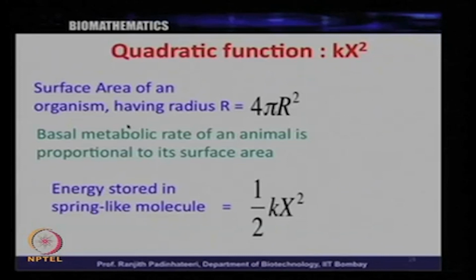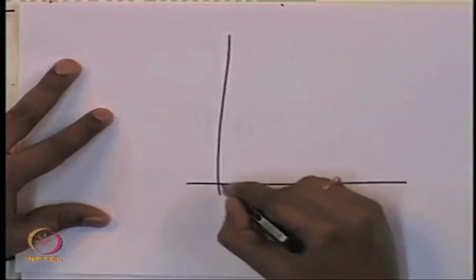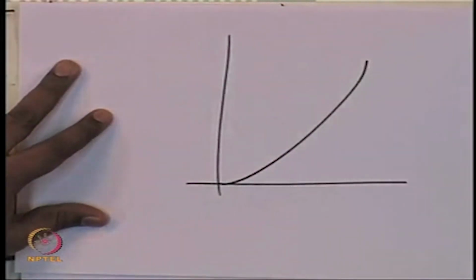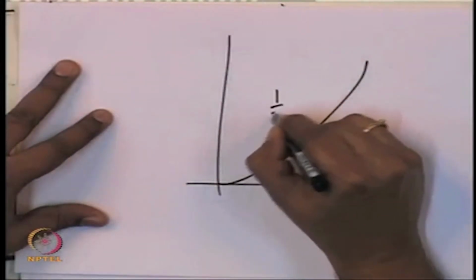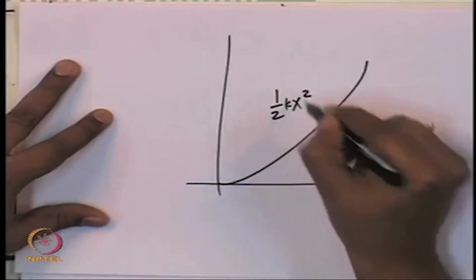So, it differs quadratically. Similarly, the energy stored in a spring-like molecule is half k x square, where x is basically how much the spring is stretched. As we saw earlier, x square has a behavior which increases like a curve. As I can draw here, when we plot x square, it was increasing. So, this is, let us say, half k x square.